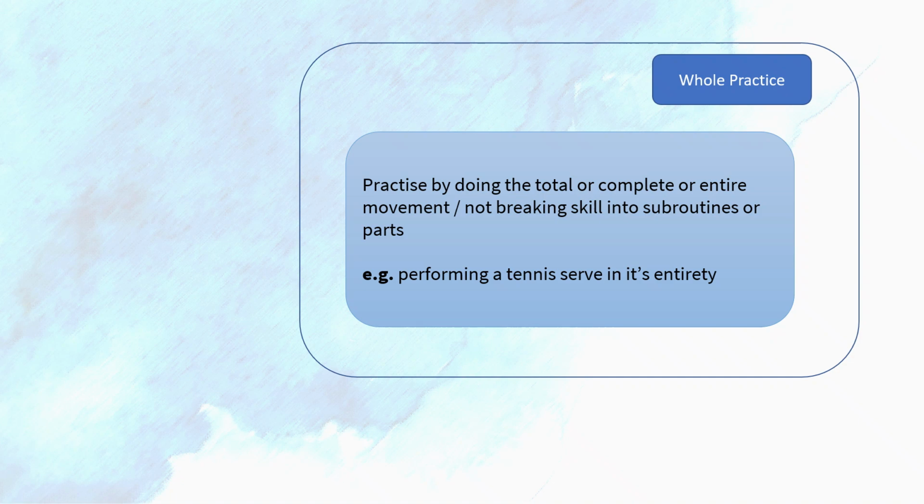Secondly, the opposite of that, we've got whole practice. Again, you cannot define the word whole practice. This is when you practice a skill as a whole, because you're going to pick up no marks. So what is the way that we need to say it? This is when we practice doing the total or complete or the entirety of the movement. And the opposite of that would be not breaking it down into subroutines or parts. Okay, so in this example, if we keep the same skill throughout, performing a tennis serve in its entirety.